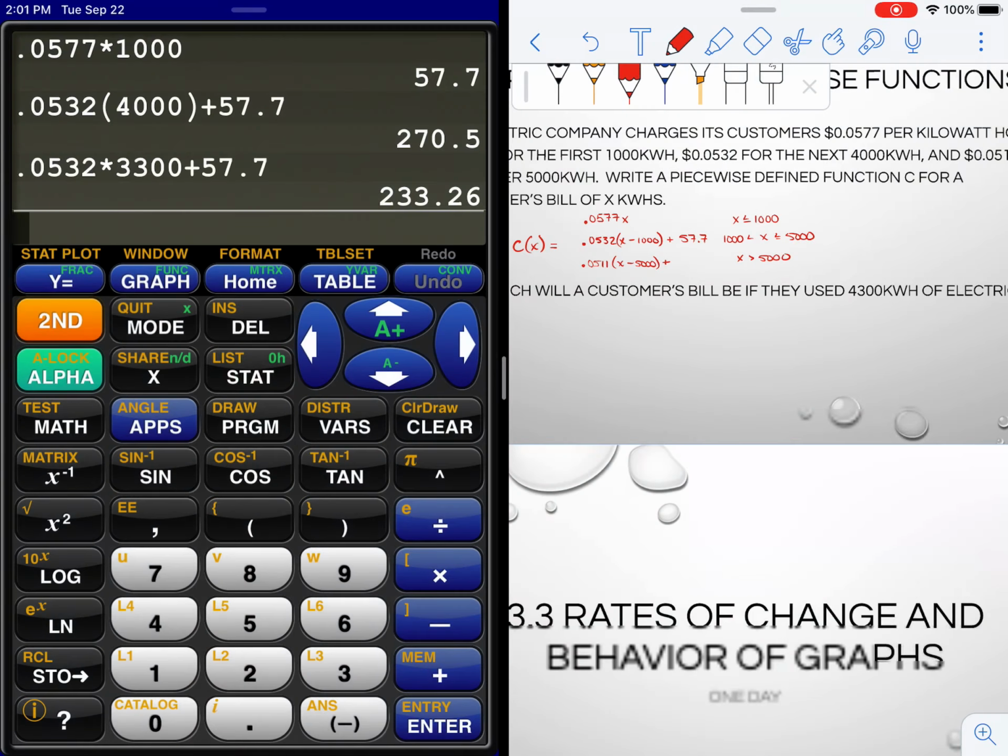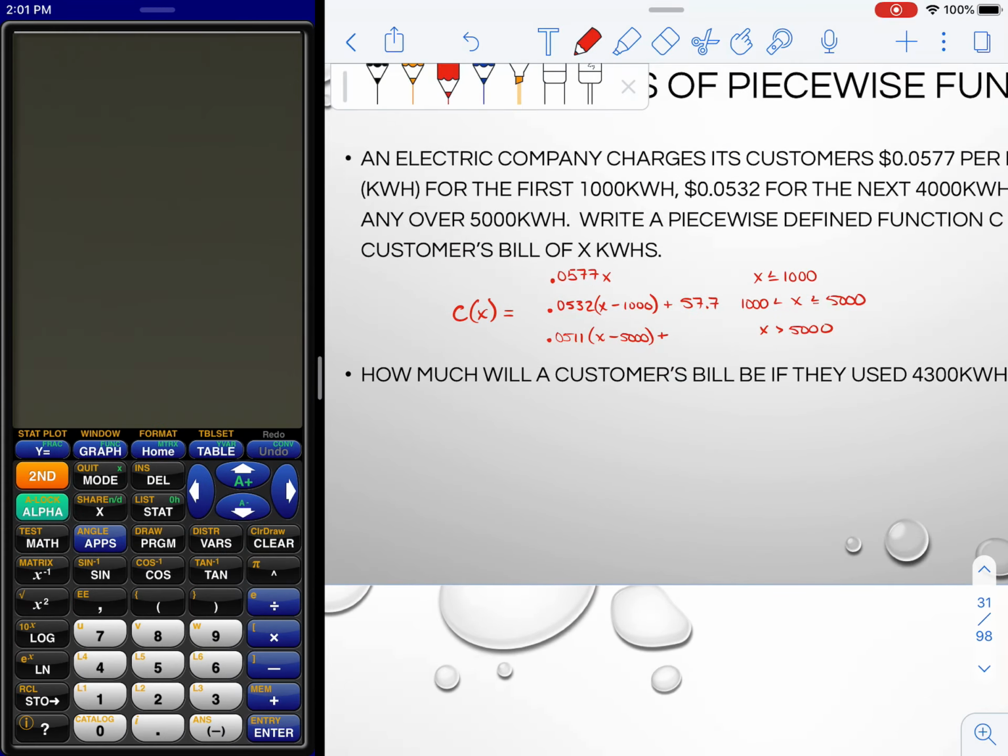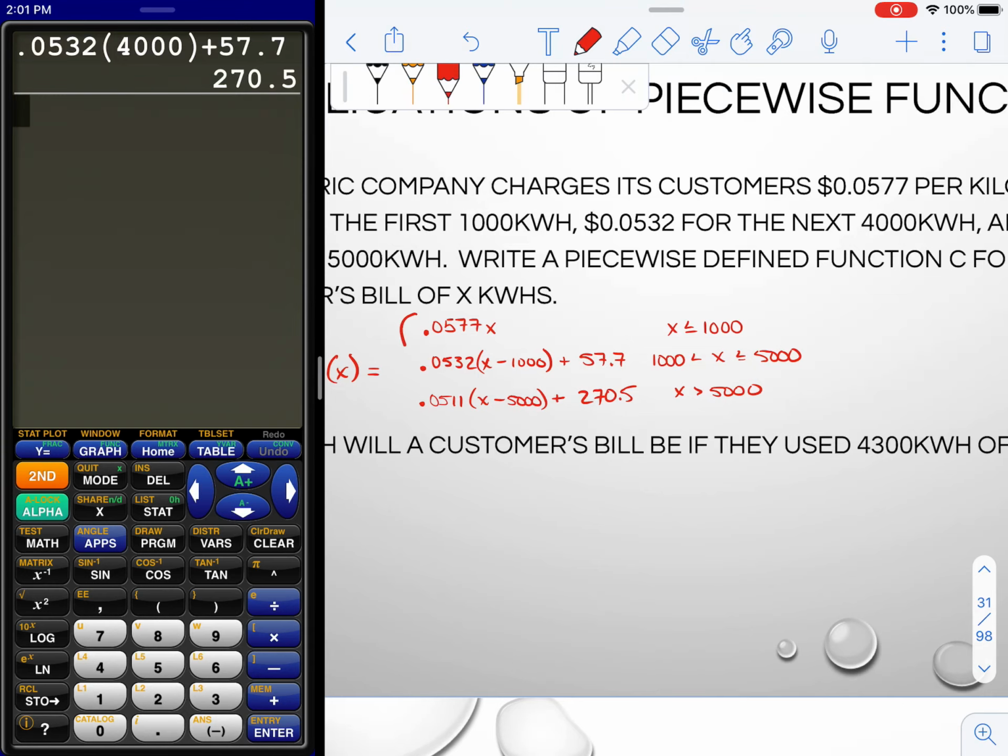So what we're going to do is I'm going to actually evaluate that. So we're going to have 0.0532 times, and 5,000 minus 1,000 is going to be 4,000, plus the 57.70 that I would have already paid for, and I'm going to get that I've already paid $270.50. This is my piecewise defined function.